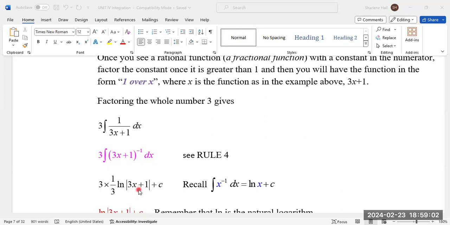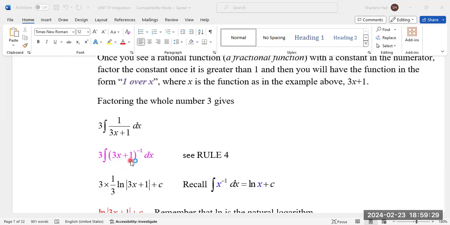All right, so you see what it is that I'm talking about? The differential of what's inside the parentheses is 3. So I need to multiply by the reciprocal of 3, which is 1 over 3. So that explains this 1 over 3 here. This 3 is the 3 that I factored out. This 1 over 3 is the differential of the inside of the parentheses.